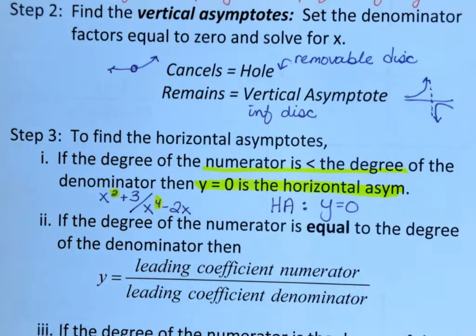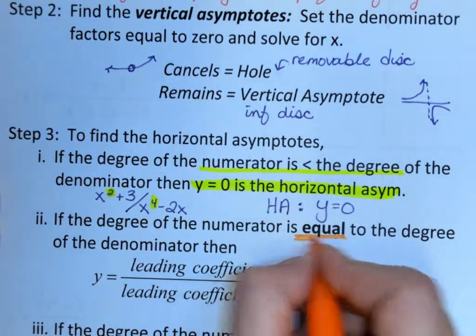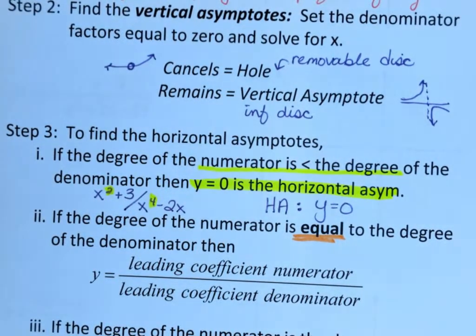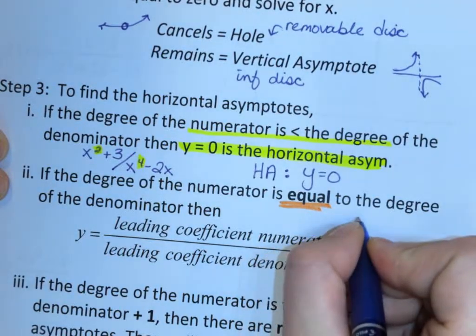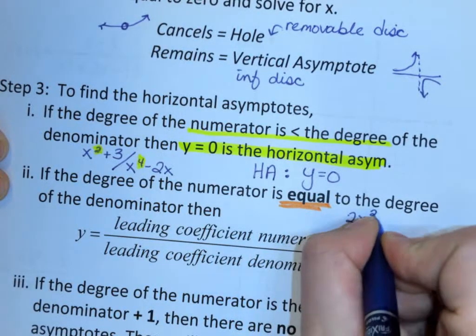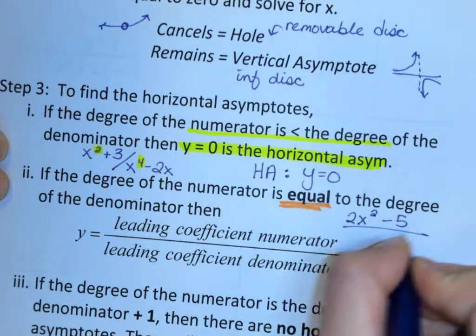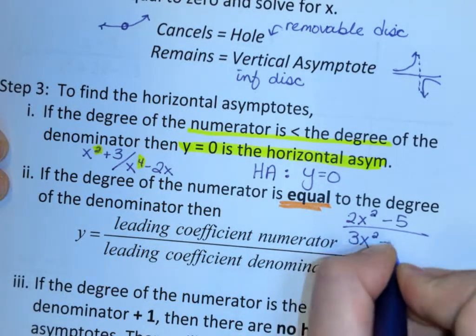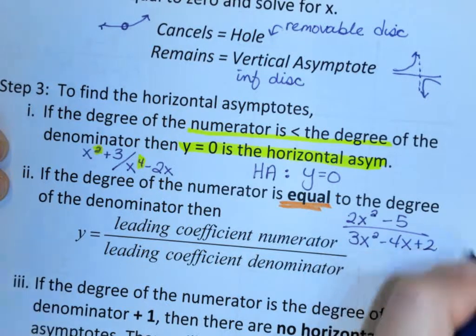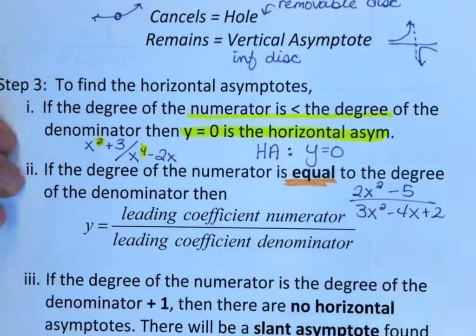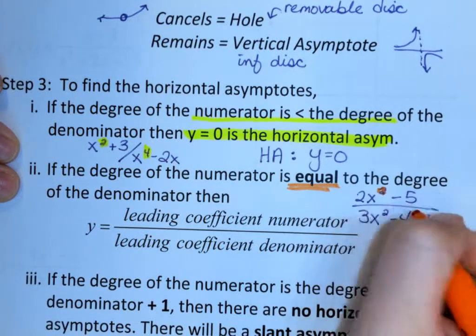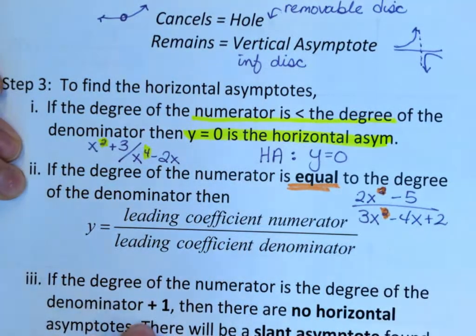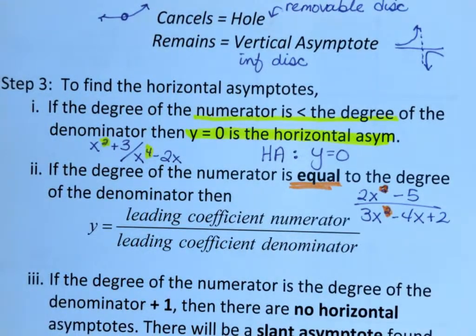Now, if the degree of the top is equal to the degree of the bottom, that would be something like 2x squared minus 5 over 3x squared minus 4x plus 2. I'm just making stuff up here. But what you need to see here is that the degree of the top and the degree of the bottom are the exact same thing. Highest power on top, highest power on the bottom, exact same number.